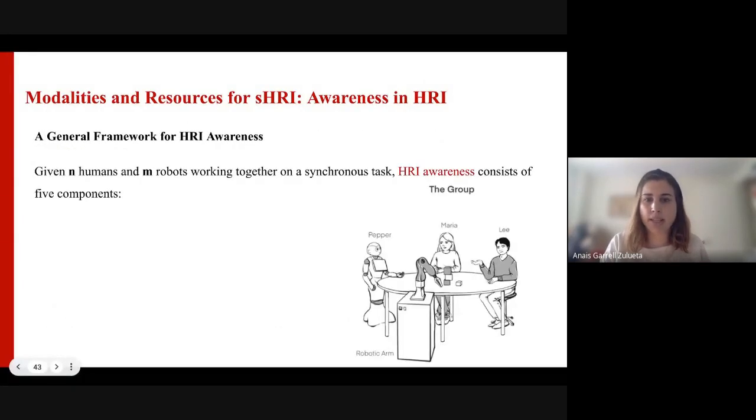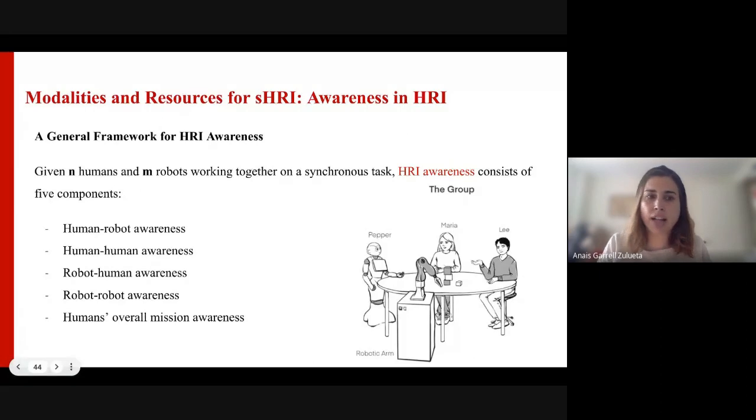Okay, so basically, very fast, a general framework for HRI awareness. HRI awareness consists of 5 components: human-robot awareness, human-human awareness, robot-human awareness, robot-robot awareness, and the humans' overall mutual awareness. This is what we have to take into consideration when we are designing an HRI system.